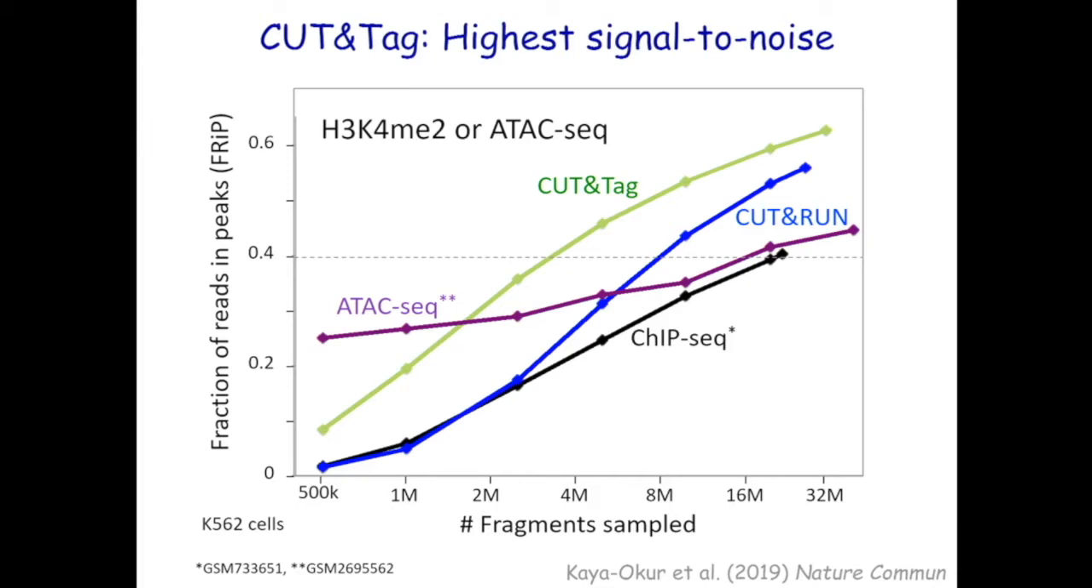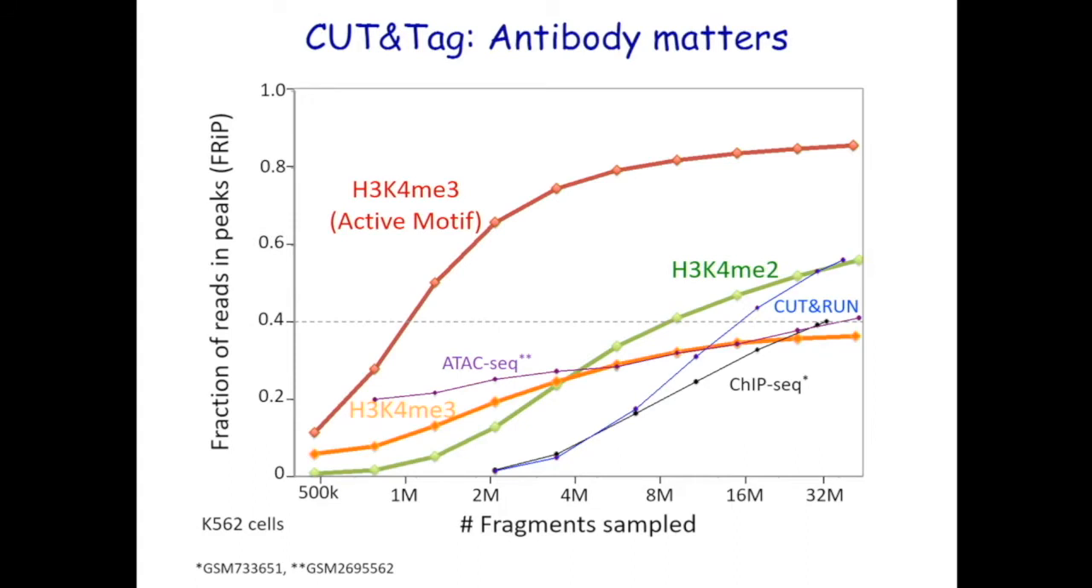That is, you're comparing the peaks to the background. And what you can see is CUT&Tag has actually even higher signal and noise than CUT&RUN. Now, it turns out that CUT&Tag is very sensitive to the exact antibody that you use, and we discovered this when we found a great antibody for H3K4 trimethylation and increased the FRIPs by about an order of magnitude. So this emphasizes the fact that if you have good antibodies, this method can work quite well.